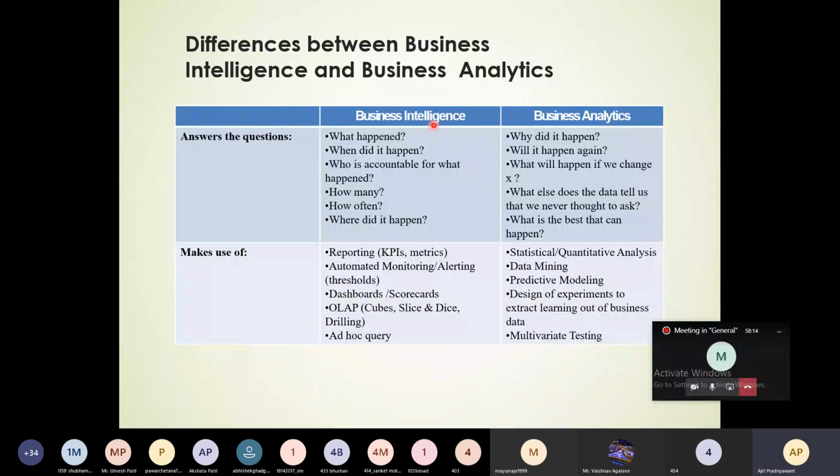Business intelligence is used for reporting, KPIs and metrics, automatic monitoring, alerting, dashboards and scorecards, OLAP, cubes, slice and dice, drilling, and ad hoc queries. Whereas business analytics uses statistical quantitative analysis, data mining, predictive modeling, design of experiments to extract learning out of business data, and multivariate testing. So this is the difference between business intelligence and business analytics.